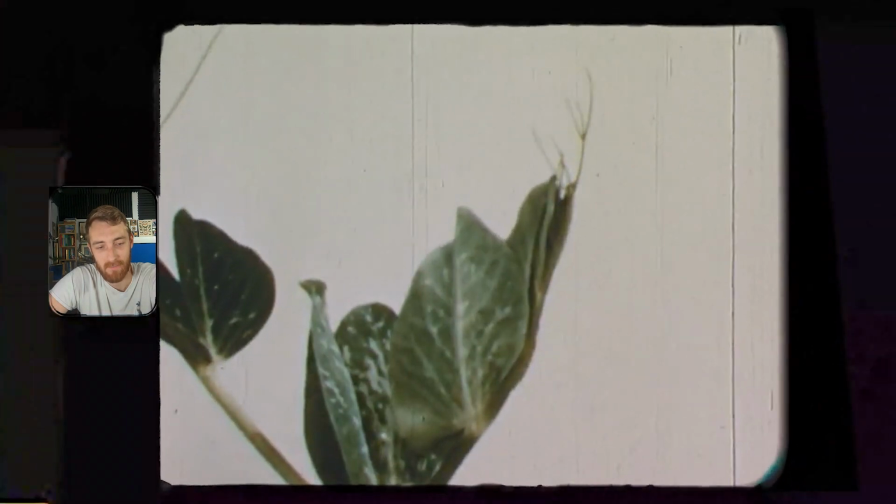The pea plant grows in height as the tip of its stem elongates. As the stem grows longer, new leaves appear.